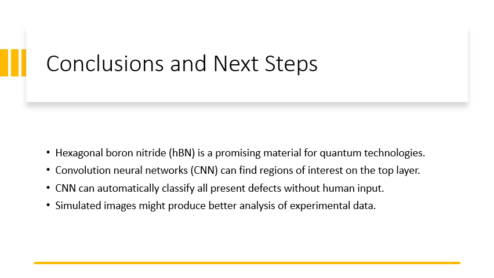In conclusion, HBN is great for quantum tech, neural nets are great for analyzing experimental data, and simulated images might make neural networks even stronger.